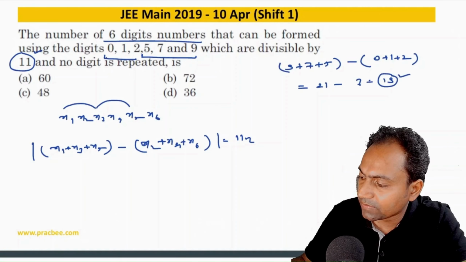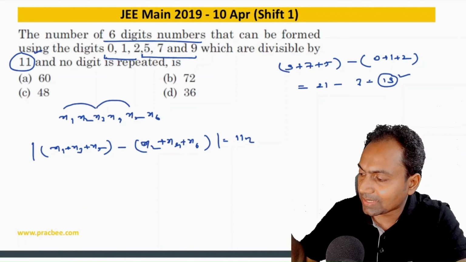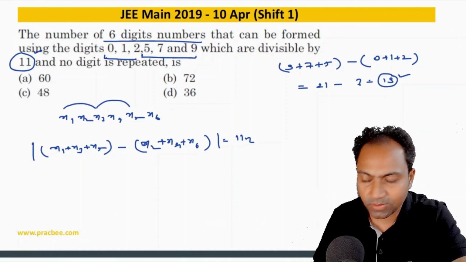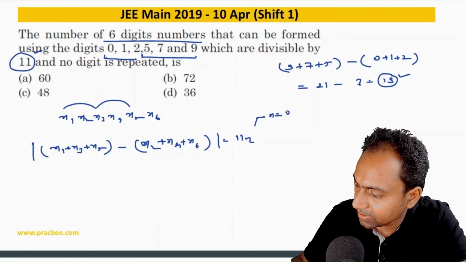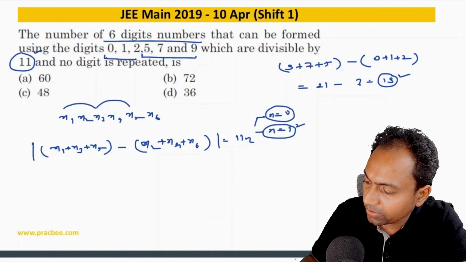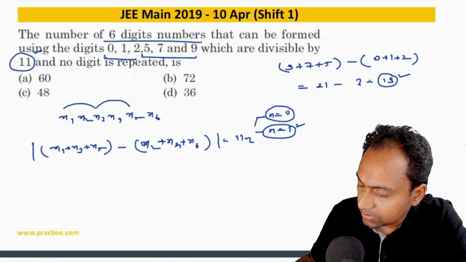So what we can observe here is that this can have a value between 0 to 11. So there are two cases possible. One, this value of n can become 0. And another is that the value of n can be equal to 1. So we are looking into two values. So let us take these two cases.